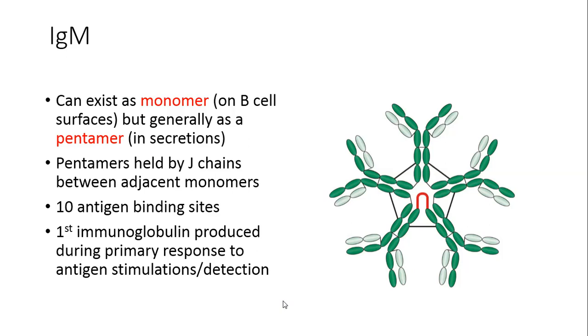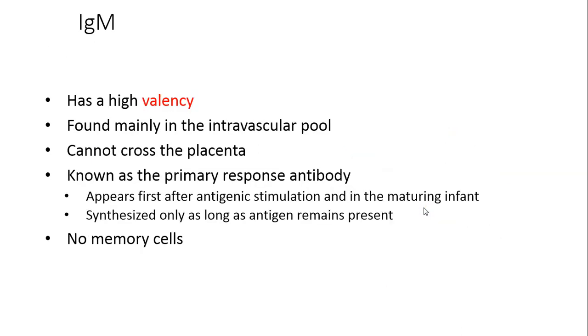IgM can in fact exist as a monomer on the B cell surfaces. Remember, sometimes we see immunoglobulins on the B cell. But it's generally in pentameric form once it's not in the secretions like we just saw, but once it's secreted by plasma cells. Pentamers are held together by those same kinds of J chains that we just saw, and here's an illustration of one here, how there's one monomer and one monomer being held together by a nice J chain. As I said, 10 antigen binding sites, and it's the first immunoglobulin produced when we encounter an antigen.